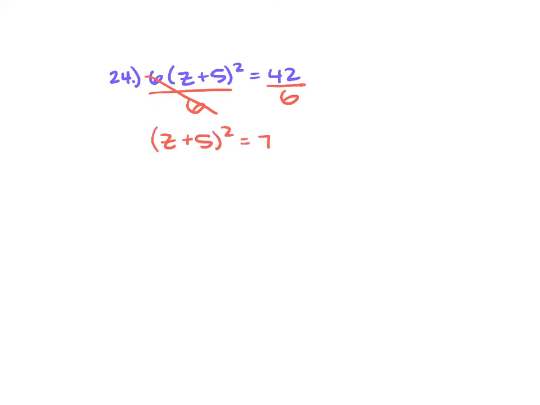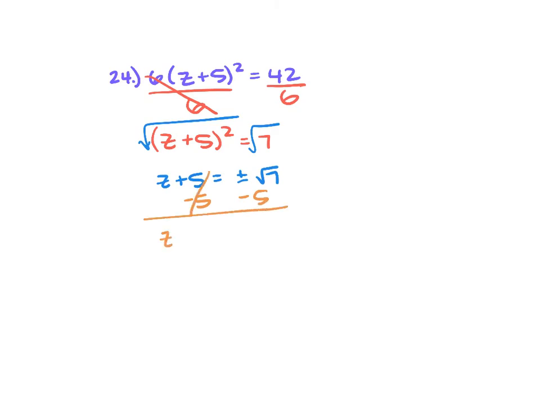For 24, we are given 6 times z plus 5 squared is equal to 42. So for this one, we're going to divide each side by 6. So z plus 5 squared is equal to 7. From here, we take the square root of both sides. So z plus 5 is equal to plus or minus the square root of 7. Then we subtract 5 from each side and get z is equal to -5 plus or minus the square root of 7.